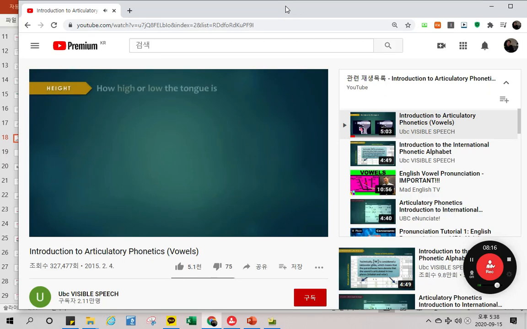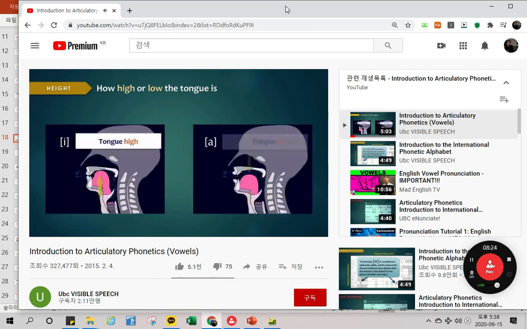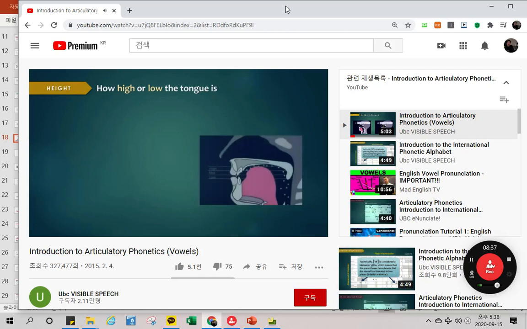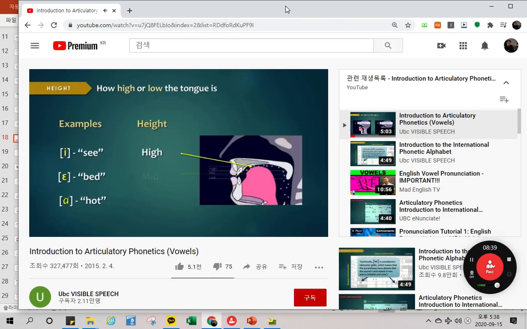Height refers to how high or low the tongue is in the mouth when producing the vowel. For example, consider the vowel sounds E and Ah. If you say both of these vowels in succession, you should feel your tongue going up and down as you say E, Ah, E, Ah, E, Ah. In terms of height, vowels are either considered high, mid, or low. E is an example of a high vowel, and Ah is an example of a low vowel.